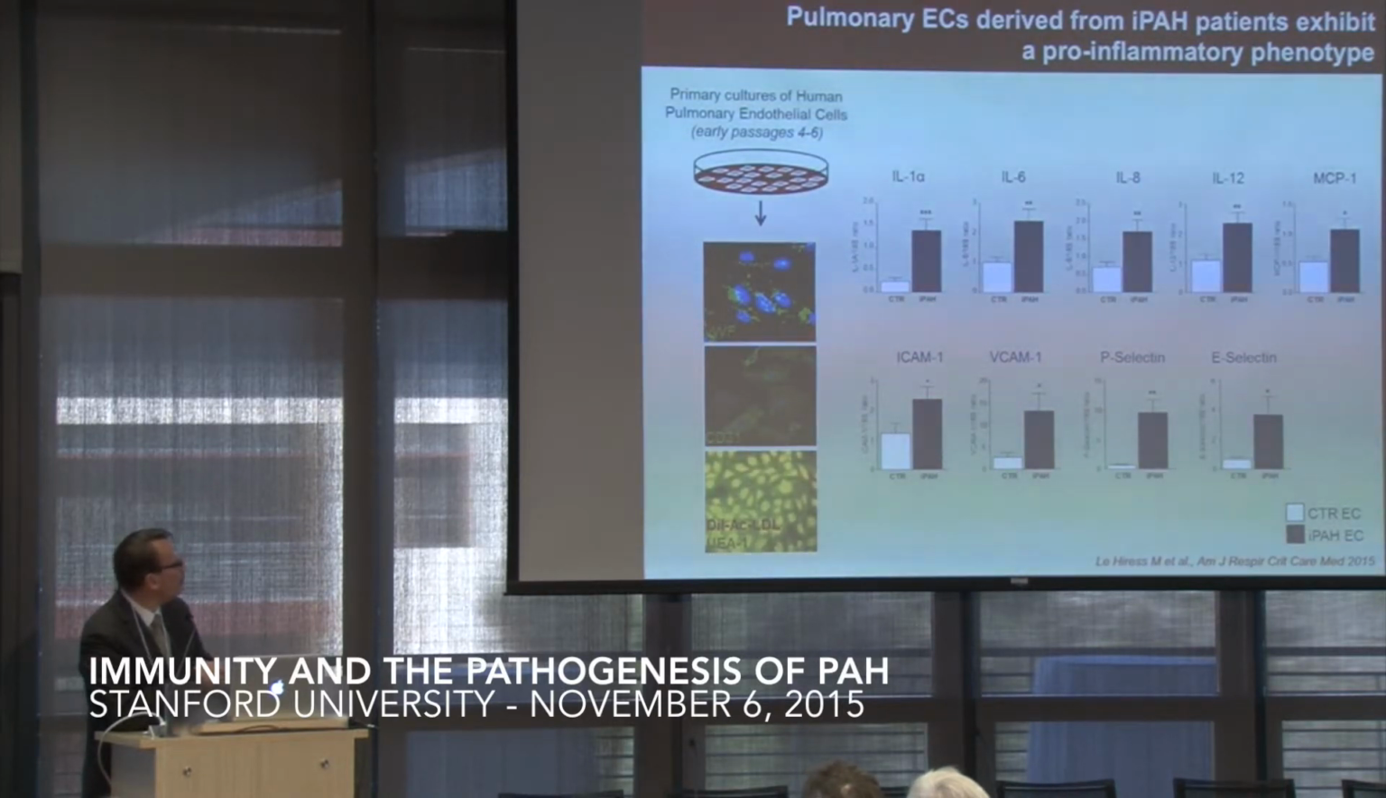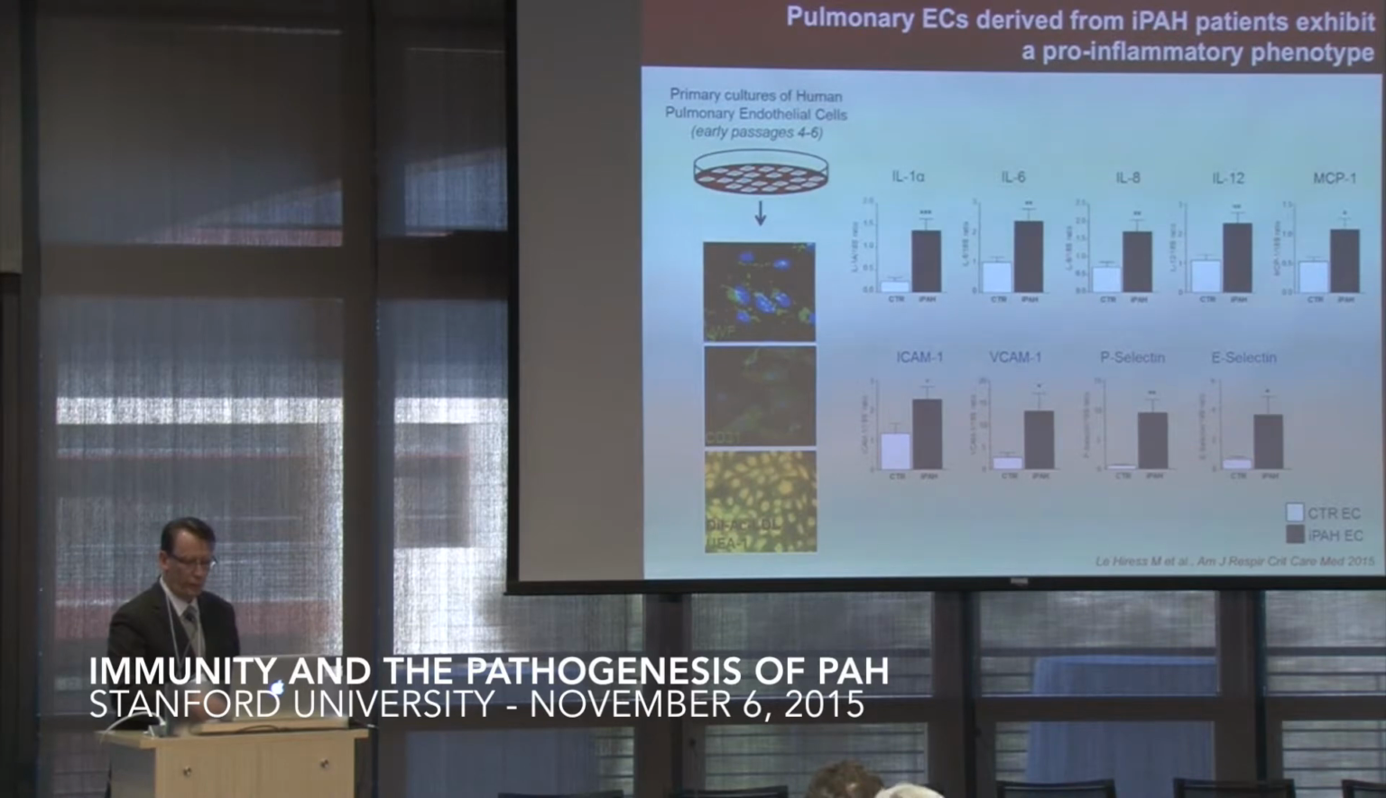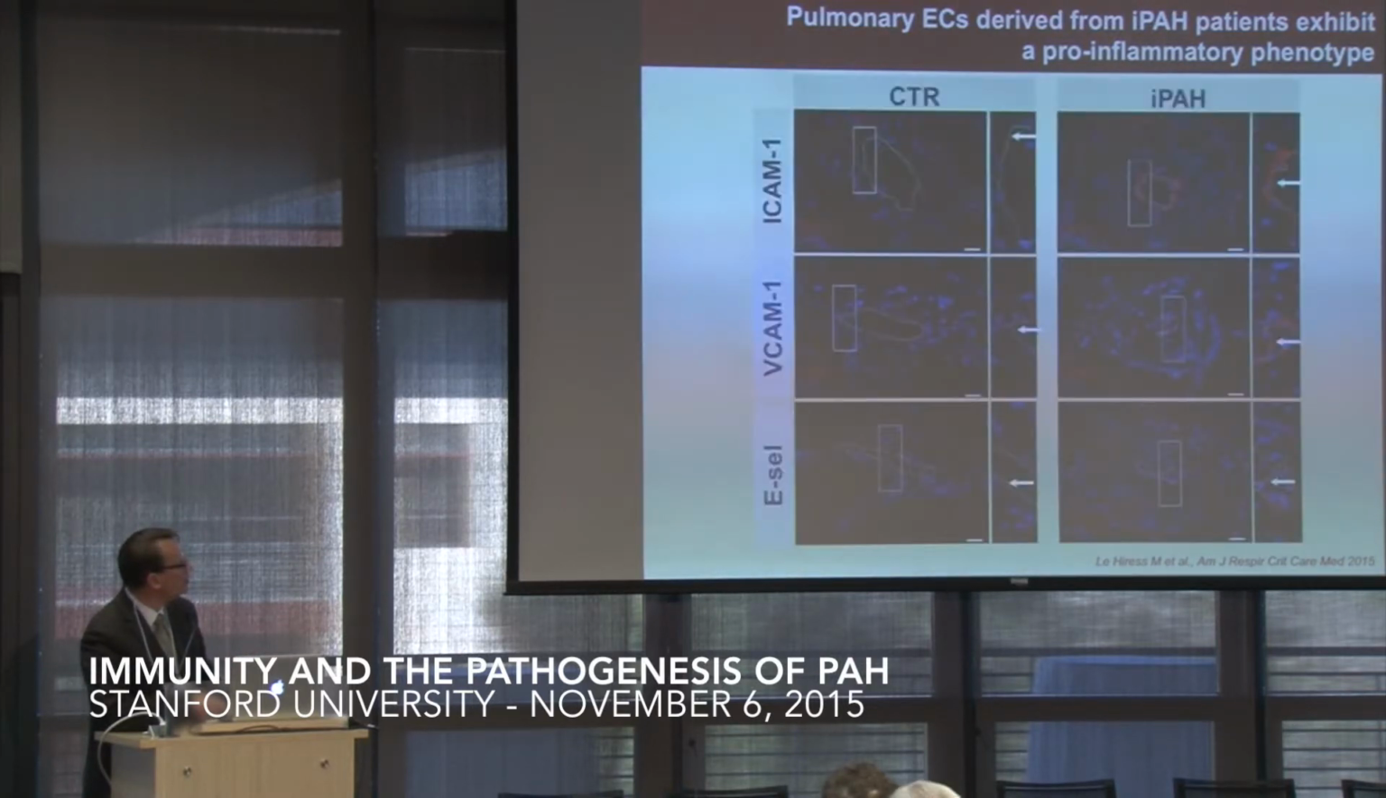So very simply, you take the cells from the lungs of patients at the time of lung transplantation, you have controls and IPH, and you compare the cytokine production of these pulmonary artery endothelial cells, and you see that IL-1, IL-6, IL-8, IL-12, MCP-1, all these cytokines are increased, but also adhesion molecules. So first, these patients are characterized by activated endothelial cells prone to produce cytokines and express adhesion molecules.